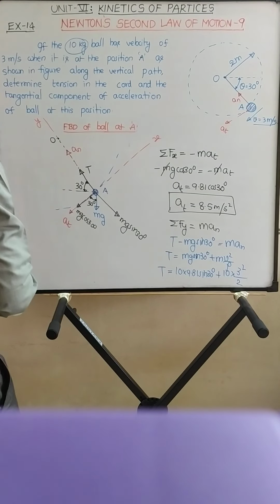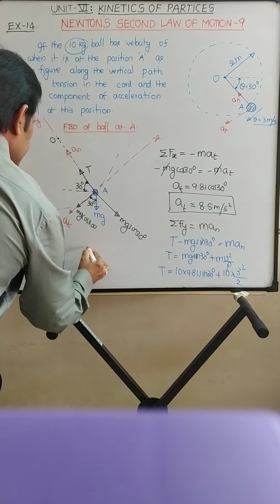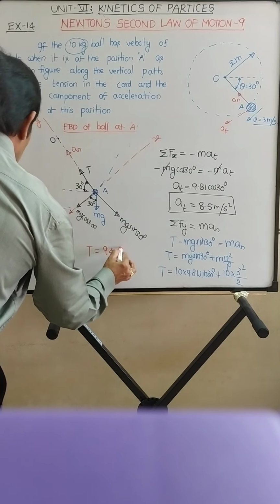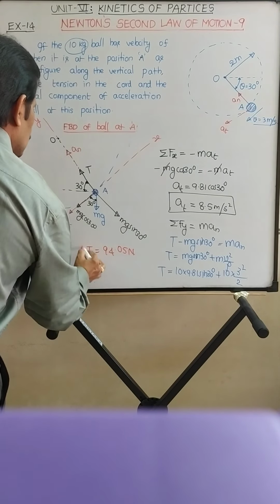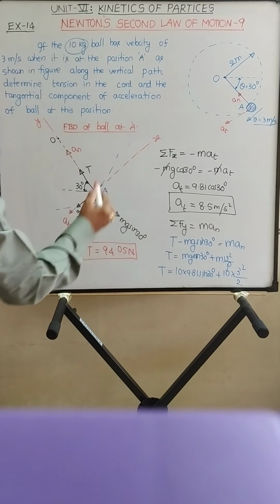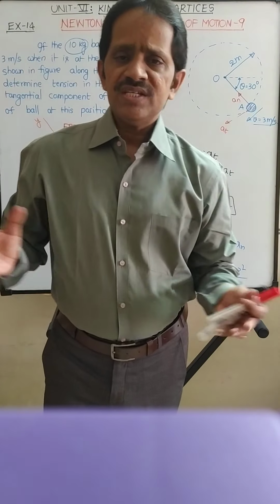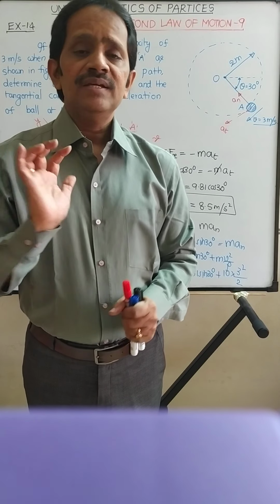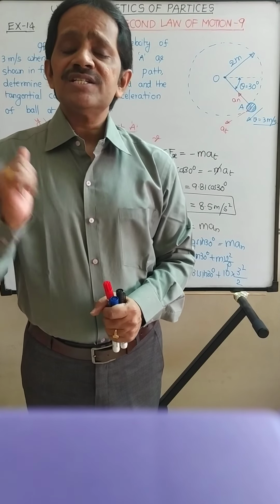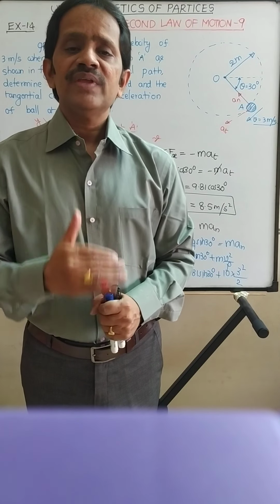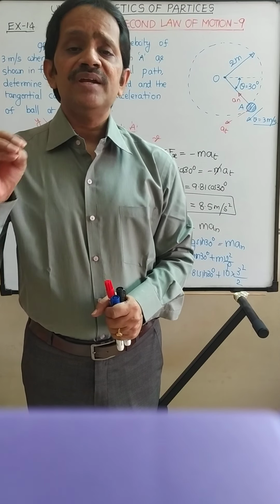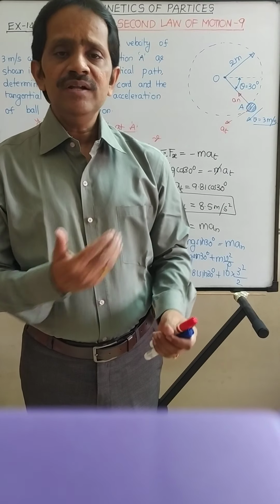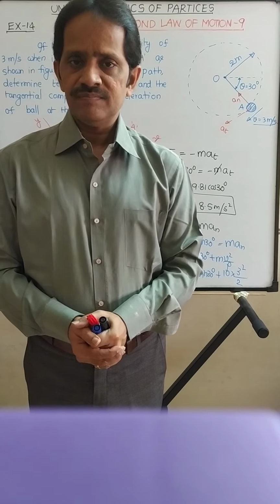So this gives you tension in the cord T as 94.05 Newton. Understood? So it is very simple. Draw free body diagram and show AT, AN and find out the unbalanced forces or the resultant forces along tangential and normal direction and equate to m at or m an to get the required answers. Right? Thank you.